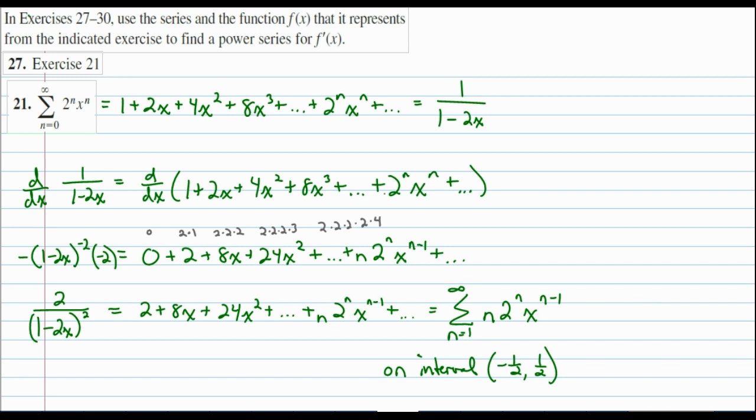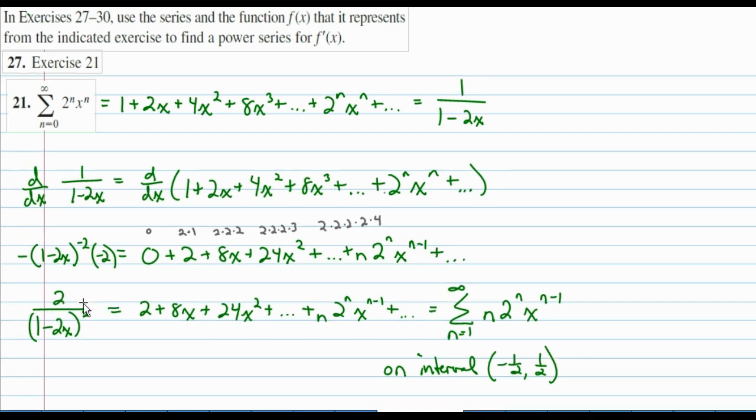Now I don't have a picture to go along with this one, but I could tell you that if I just graphed 2, it would be a very inaccurate representation of this function. 2 plus 8x would get a little bit better. 2 plus 8x plus 24x squared would get even better. 2 plus 8x plus 24x squared plus 64x cubed plus, keep going on forever, would get a more accurate representation of this function between the x values negative 1/2 and 1/2.